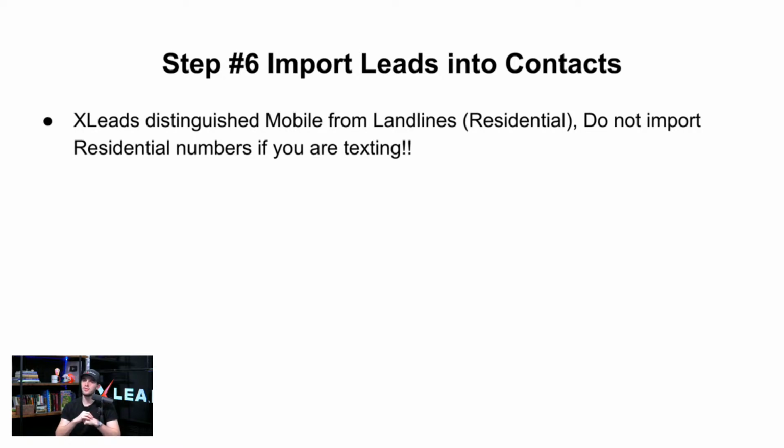Now, on top of this too, step 6, we are going to import leads into contacts. This is when we just get the data from XLeads or we import our government list, right? Now, we want to make sure that we can distinguish mobile from landlines. What I mean by this is we want to distinguish a mobile number from what we call a residential number. Residential is basically a landline.